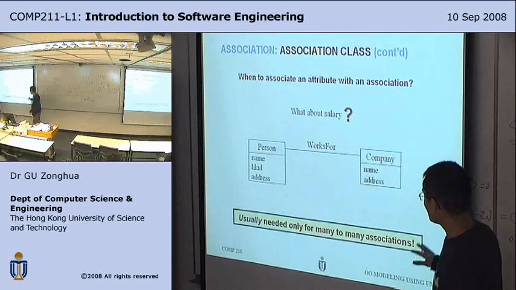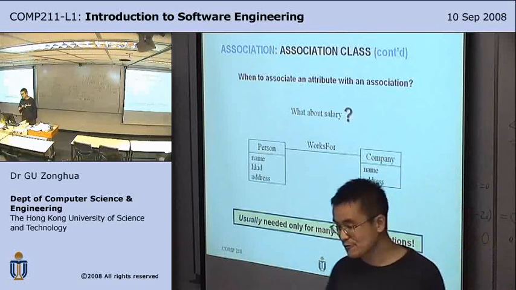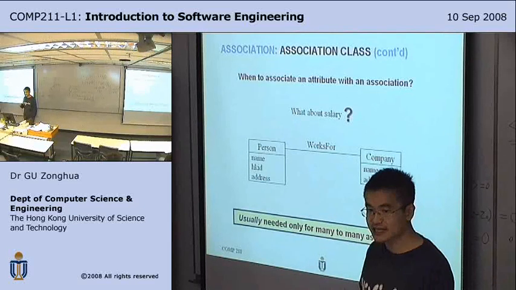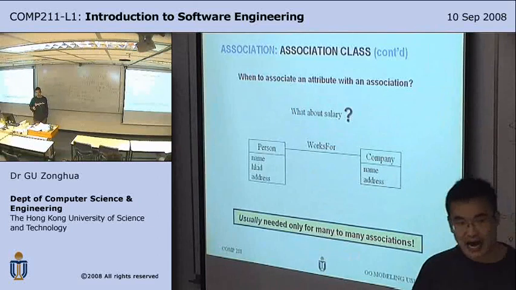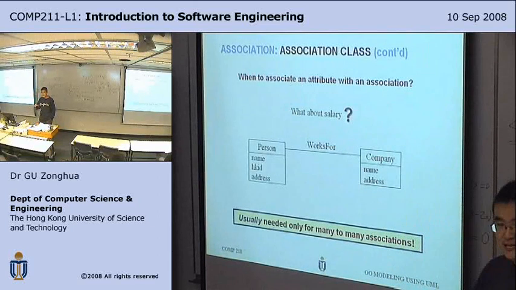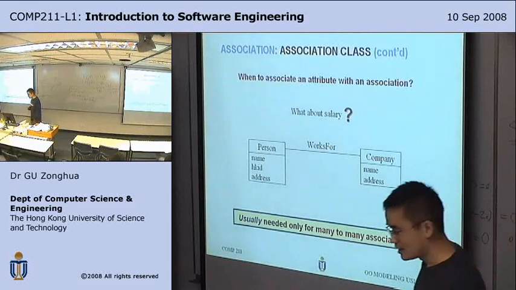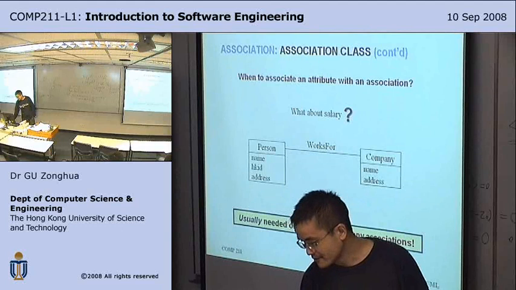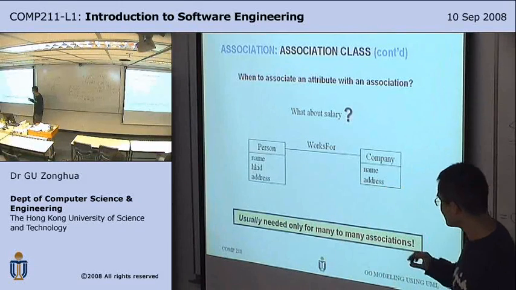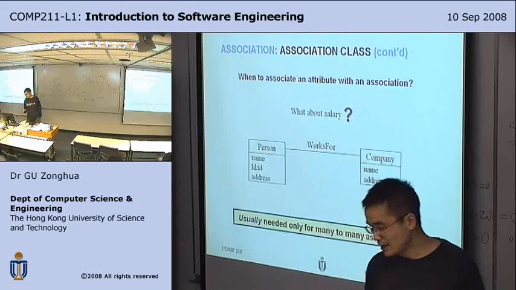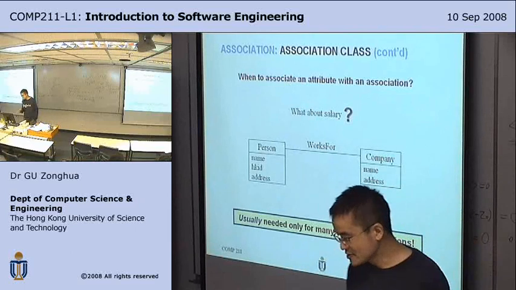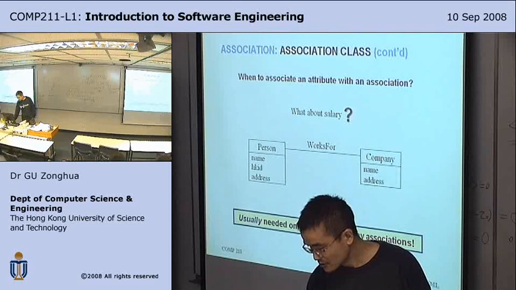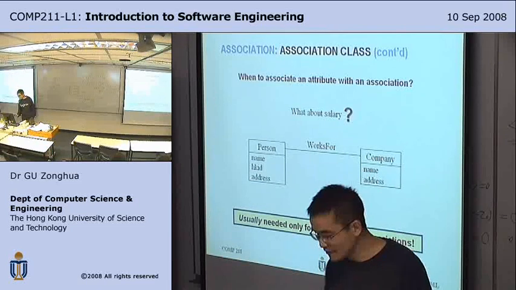But in the other case, if a person can work for multiple companies, and for each company he draws a salary, then you do need an association class for each person-company pair instead of for each person. So this is the general rule. Only for many-to-many associations do you need an association class. If it's many-to-one, then you don't need it.